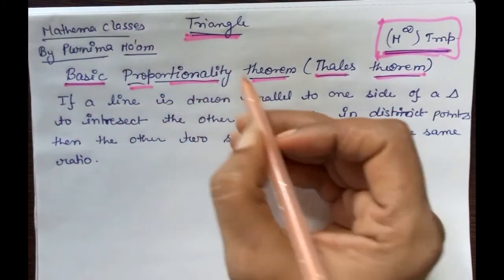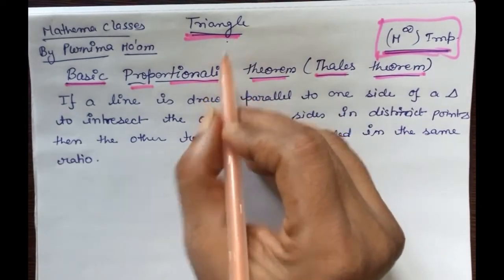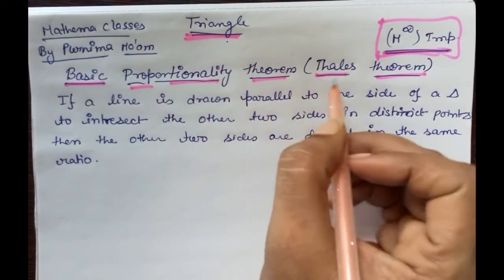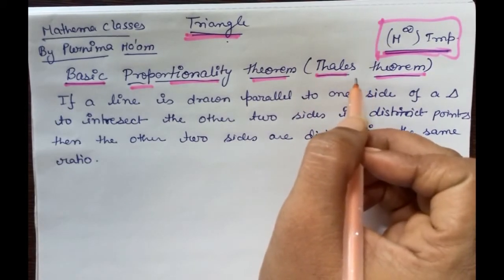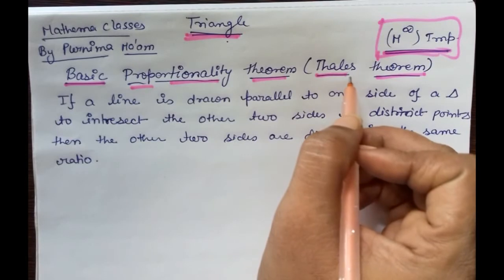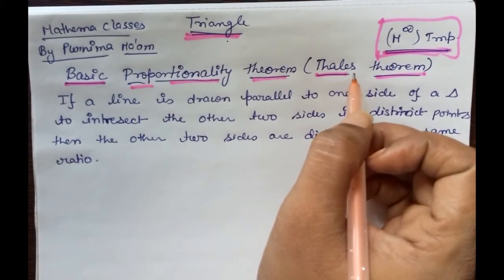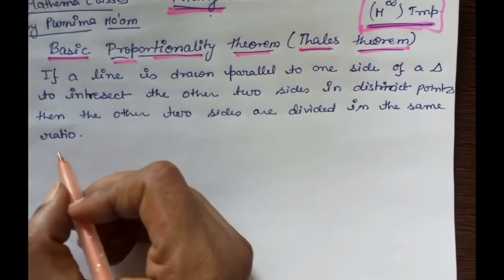Today I am here to discuss the most important theorem of triangles, that is the basic proportionality theorem, also known as the Thales theorem. This one is among the most important theorems in the aspect of board examinations and regular examinations. Now see what its statement is, what it states.